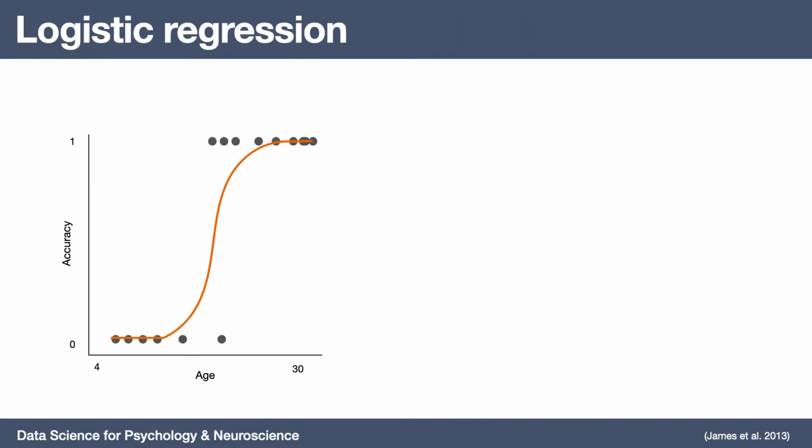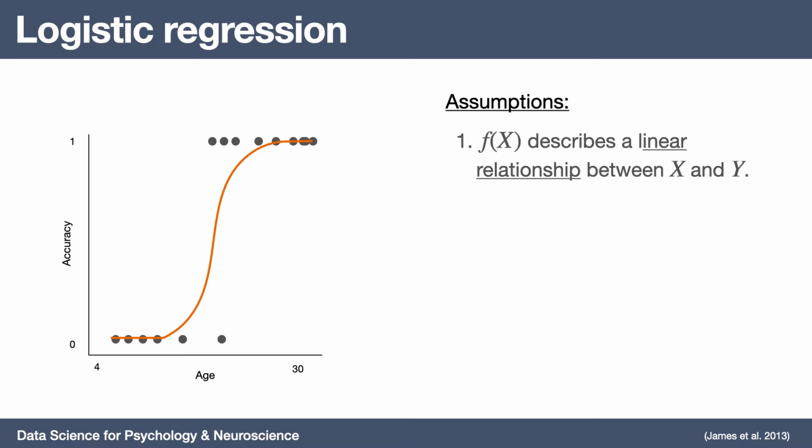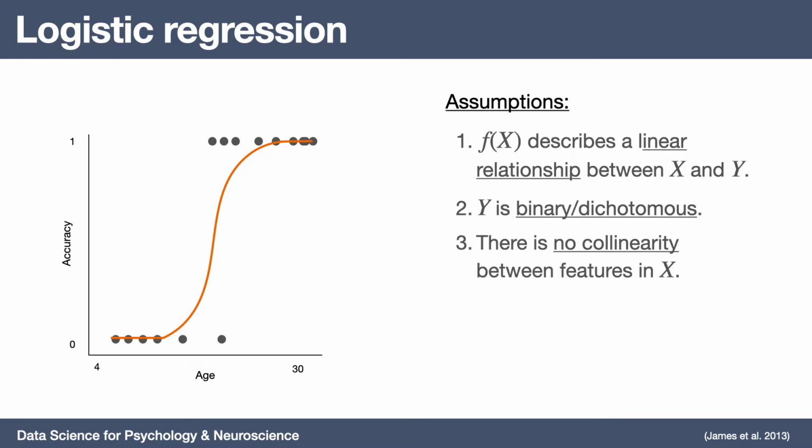So like linear regression, logistic regression relies on a set of assumptions to work. And this is largely to do with logistic regression being part of that class of models known as the GLM. So the assumptions of logistic regression are that f of x describes a linear relationship between x and y, same as we showed before. Y is a binary or dichotomous variable, so y can only have two states. There is no collinearity between features in x. And f of x is stationary, just like in ordinary least squares.